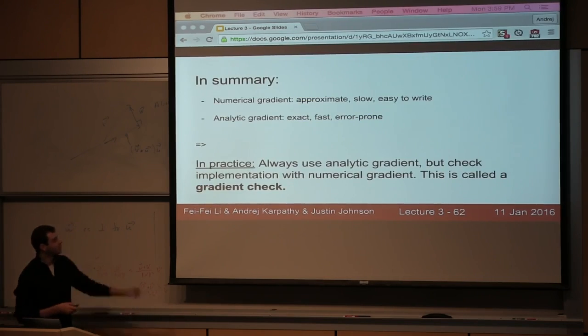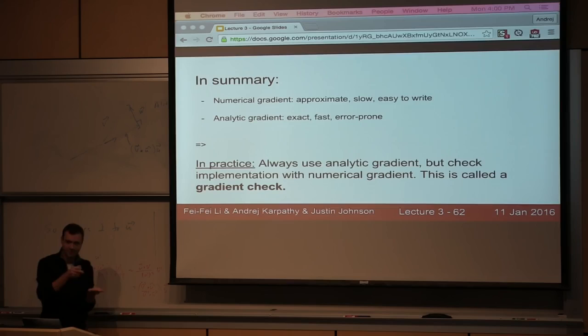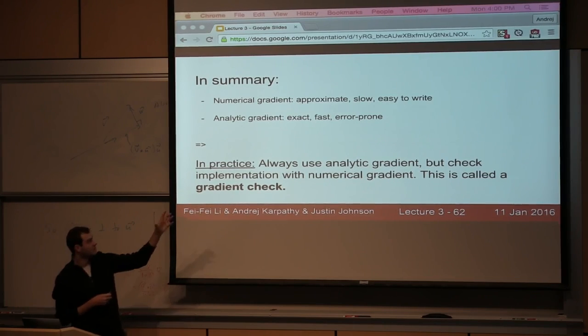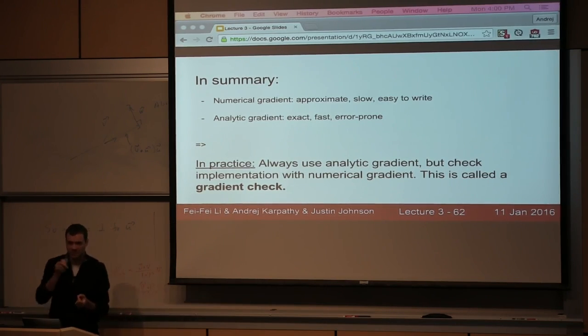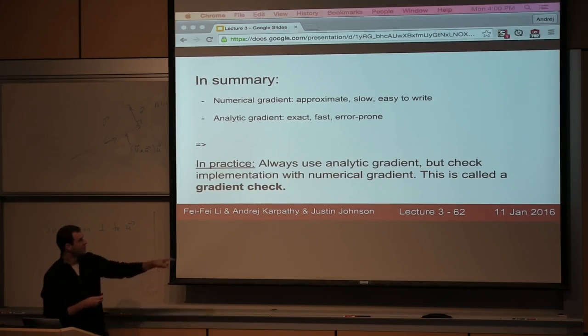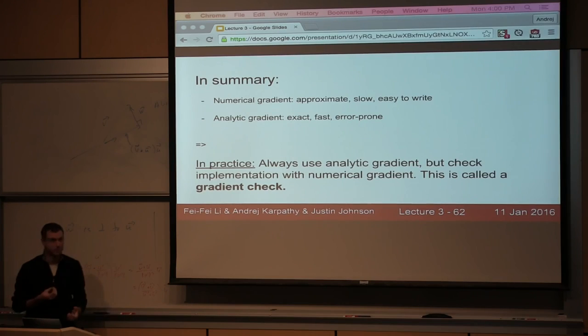So in summary, numerical gradient is approximate and slow, but very easy to write because you're just doing this very simple process for any arbitrary loss function. I can get the gradient vector. For analytic gradient, where you actually do calculus, it's exact, no finite approximations. It's very fast, but it's error prone because you actually have to do math, right? So in practice, we always use the analytic gradient. We do the calculus, we figure out what the gradient should be. But then you always check your implementation using a numerical gradient check, as it's referred to.